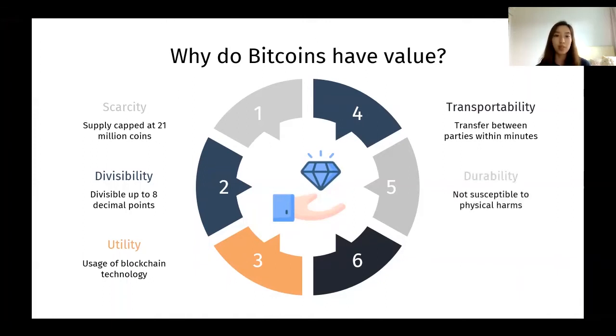A dollar bill, while it's sturdy, can be torn or burned or otherwise rendered unusable. However, digital forms of payment are not susceptible to these physical harms in the same way.